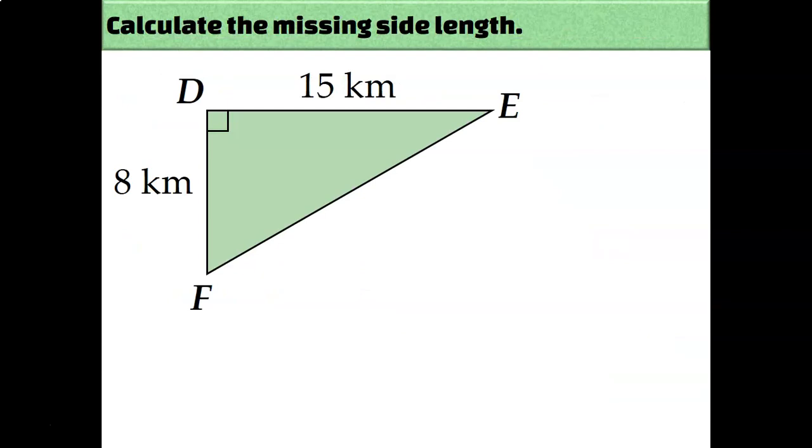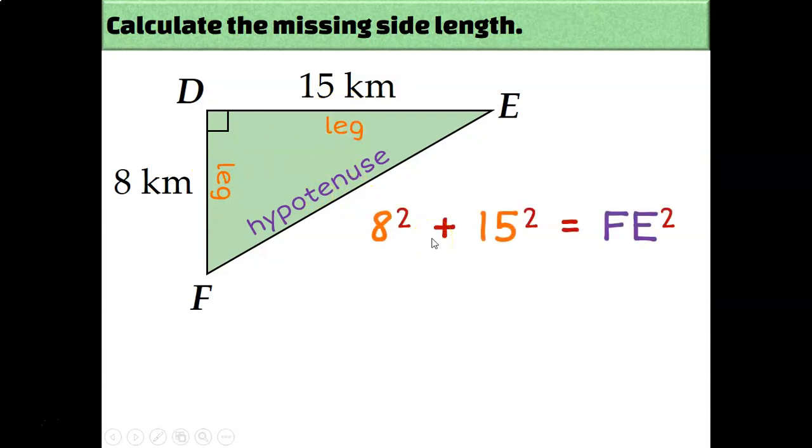The first thing that we need to do is identify which sides are legs and which side is the hypotenuse. 8 and 15, or DE and DF, those are the legs of this right triangle because those are the two sides that create the right angle. And FE is the hypotenuse because it's the side that's across the right triangle from the right angle. So my formula tells me a squared plus b squared equals c squared, or leg squared plus leg squared equals hypotenuse squared. So I will write that 8 squared plus 15 squared equals FE squared.